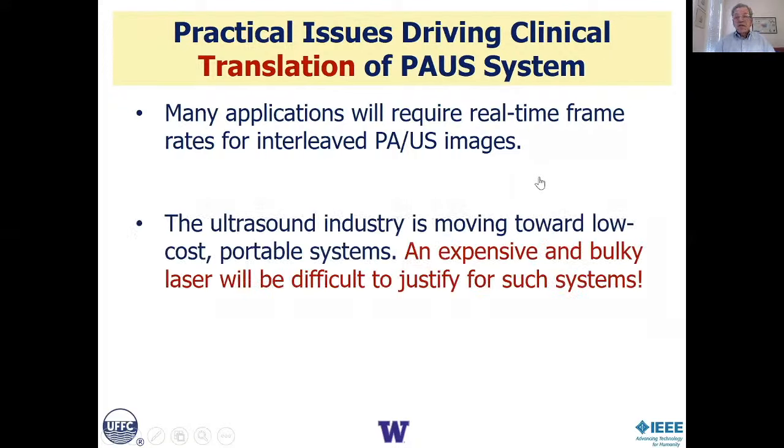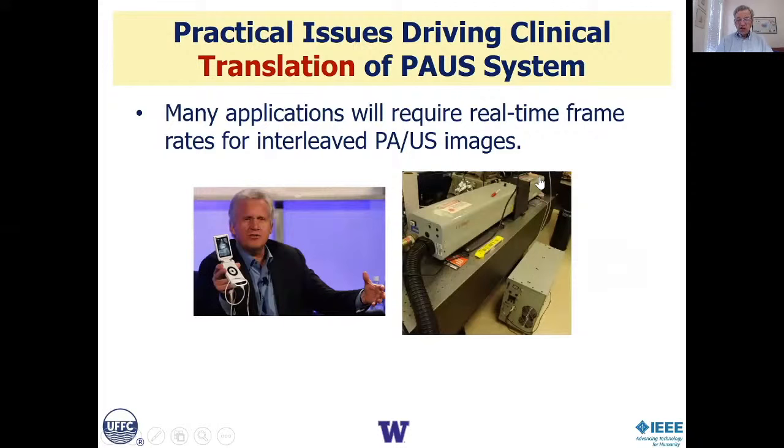The second piece is about the size and scales of the systems. The ultrasound industry is moving towards very, very small, even handheld types of systems, but certainly small cart level or laptop level systems. And an expensive and bulky laser is not appropriate. On the left is the modern generation of handheld ultrasound scanners. But on the right is the laser we use to make the images we showed in the previous slide. So there's a nice Sharpie pen, which gives you a scale.